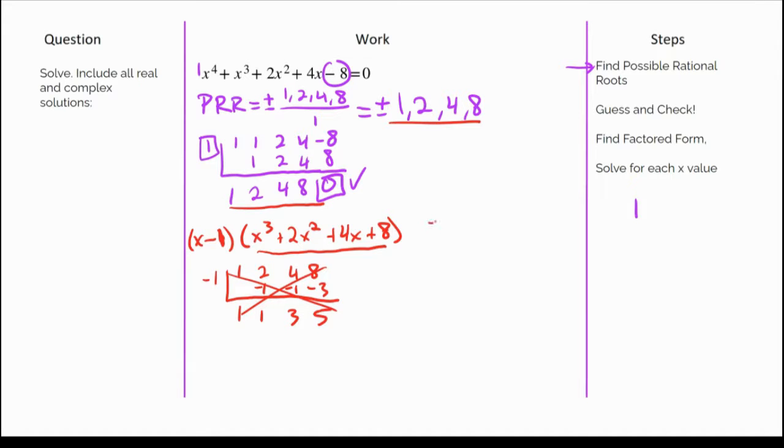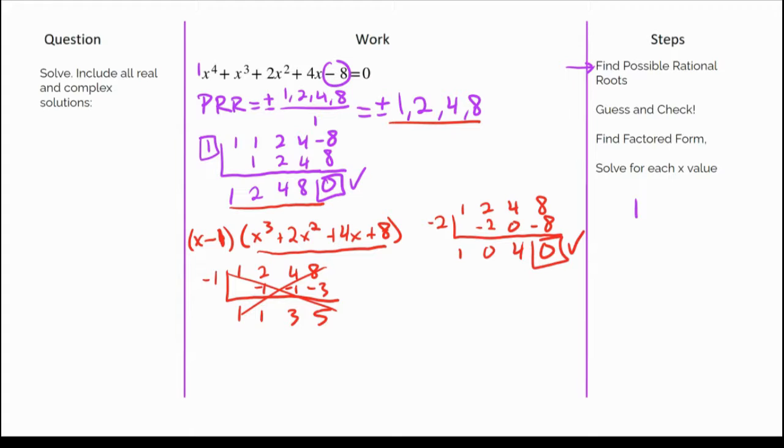So I'll go ahead and try negative 2 next. I'm going to try a negative number because since all of the coefficients of this one here are positive, I know it has to be a negative number, because if I plug in a positive number, it's just going to keep multiplying and adding and never go down to 0. So I'm going to bring down, multiply, add, multiply, add, multiply, and there we go. I get my second remainder of 0.